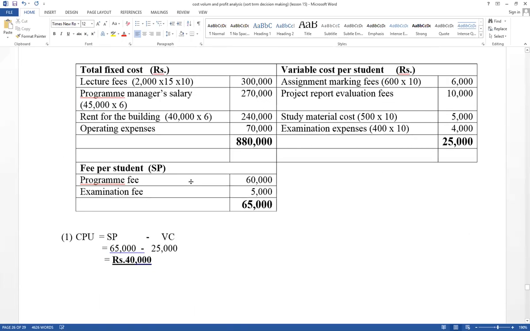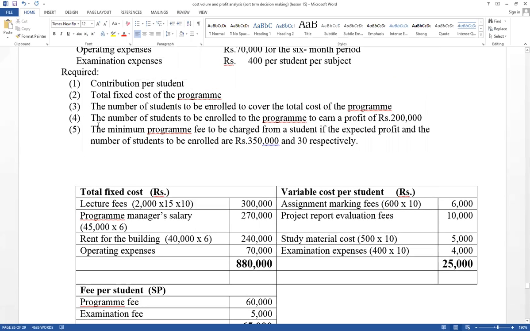Then think about the fourth requirement. Number of students to be enrolled in the program to earn a profit of 200,000. This is the expected profit. To generate the expected profit, they ask how many students should be participants. Therefore, the last equation should be applied: total fixed cost plus expected profit divided by contribution per unit. That is the equation you have to apply.